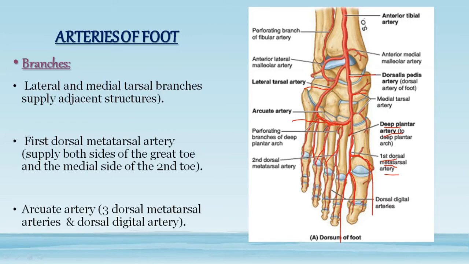So this whole thing is the arcuate artery. It gives rise to this first, second and third metatarsal arteries, which supply the adjacent sides of the second to fifth toe, because the medial side of the second toe is supplied by the first dorsal metatarsal artery. So the adjacent sides of the second to fourth toe are supplied by the dorsal metatarsal arteries.